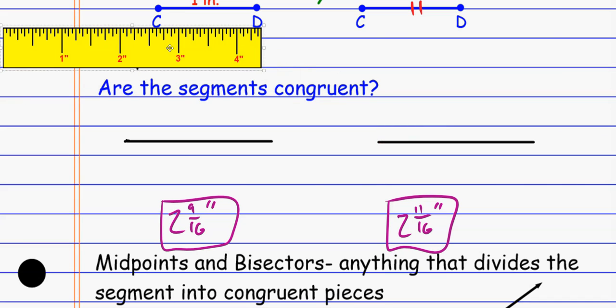So when I look at that question of are the segments congruent? Well, no, because they don't have the same length, okay? If they did have the same length, then of course they would be congruent, okay? So determining if two segments are congruent is really just a matter of determining if they have the same length, okay?